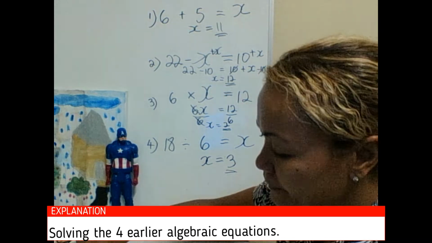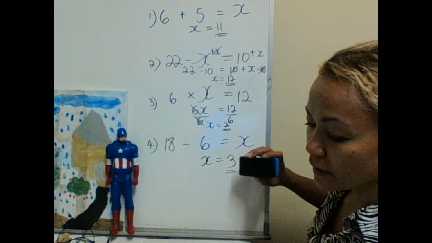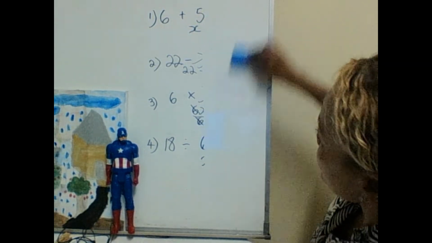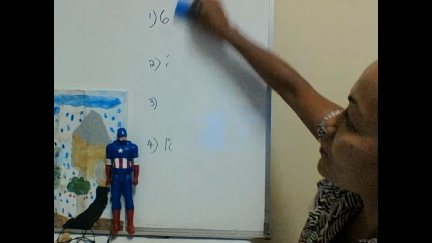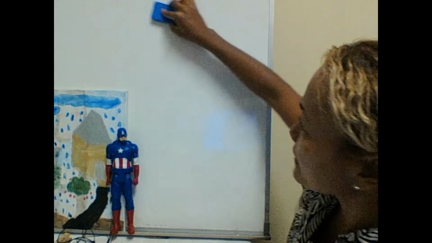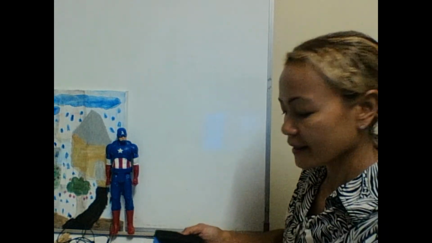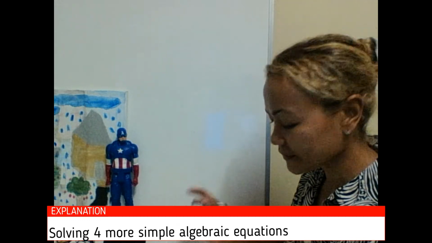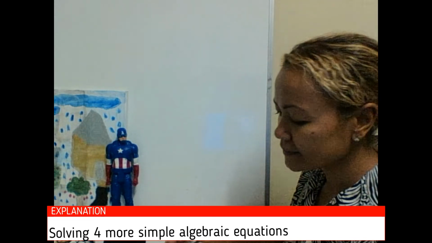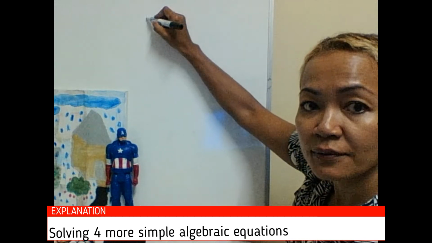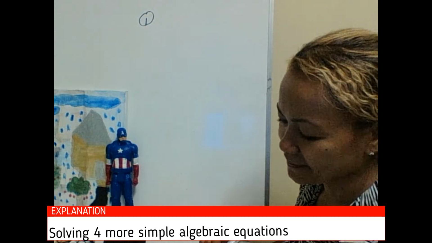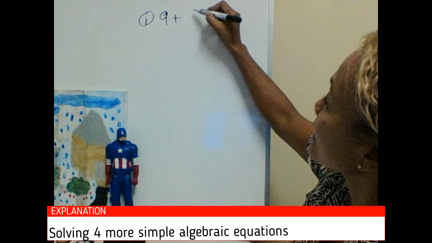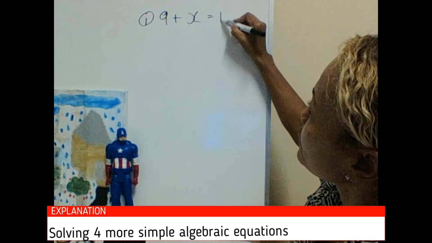Now let's work through some proper examples. For examples, I was just showing you, introducing you to one variable in an algebraic equation and how to solve for it. Solve for x. If we go to the first example, 9 plus x is equal to 14.